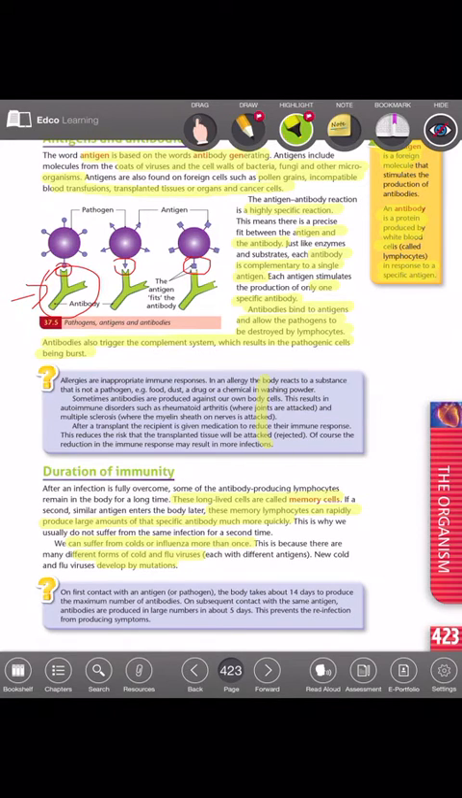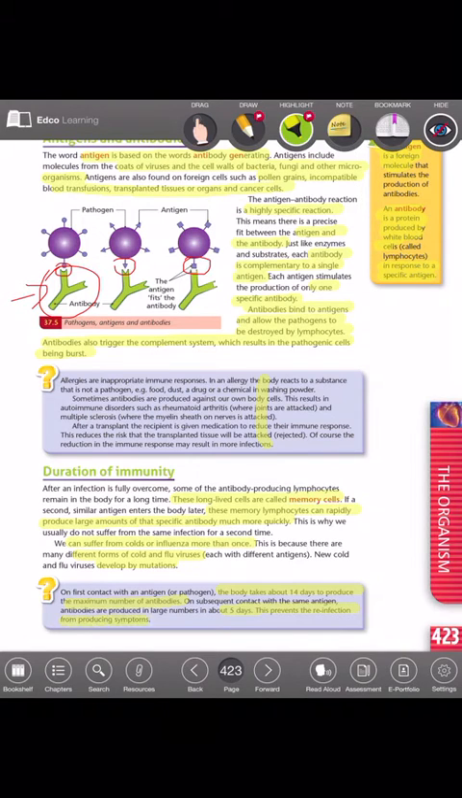So on first contact with an antigen or a pathogen, the body takes about 14 days to produce the maximum number of antibodies. Okay, so what's that reminding you of now? It should be reminding you of all the advice going around about coronavirus or COVID-19. Oftentimes it can take up to 2 weeks for the first symptoms to actually display themselves. So this is kind of being aligned here with your own body's natural inflammatory response to produce antibodies. So on subsequent contact with the same antigen, antibodies are produced in large numbers in about 5 days. Okay, so about a third of the time. And this prevents the reinfection from producing symptoms.